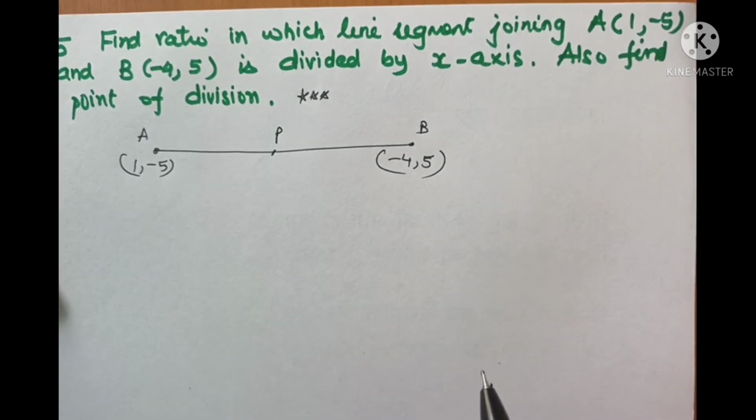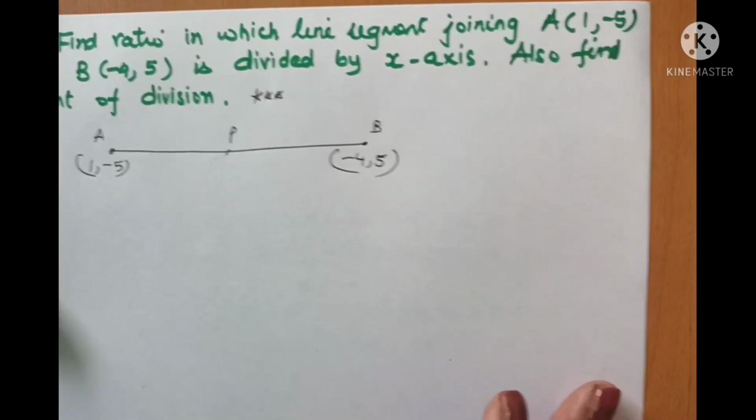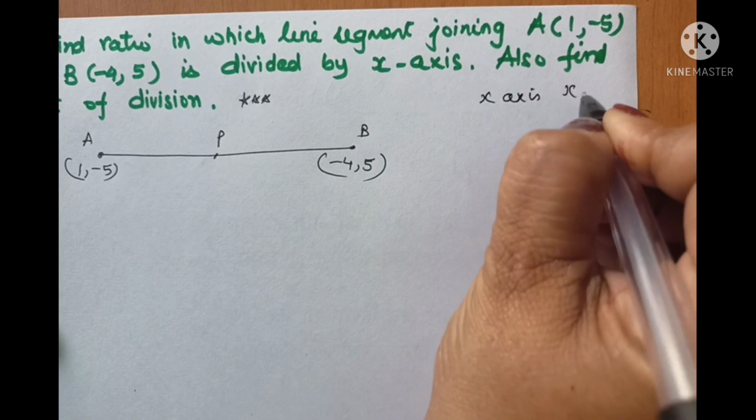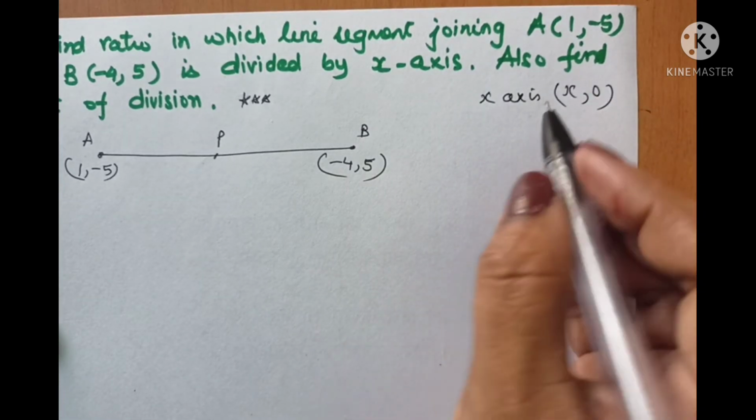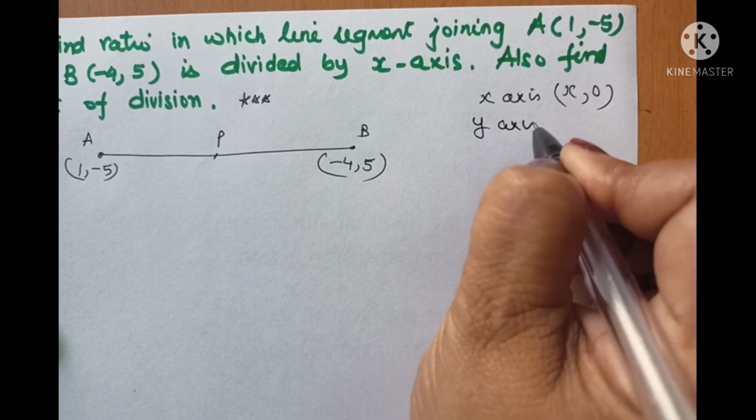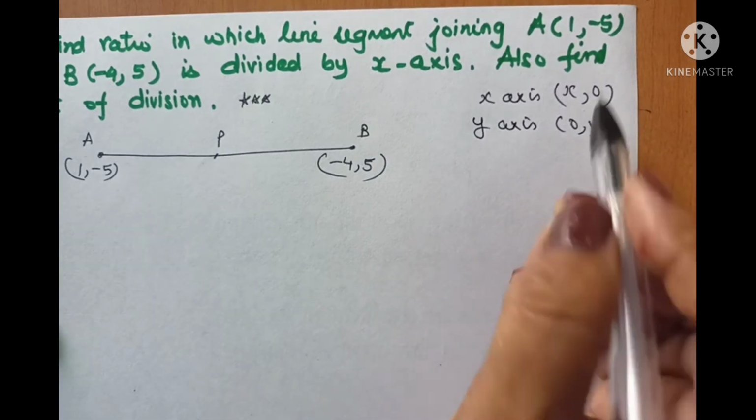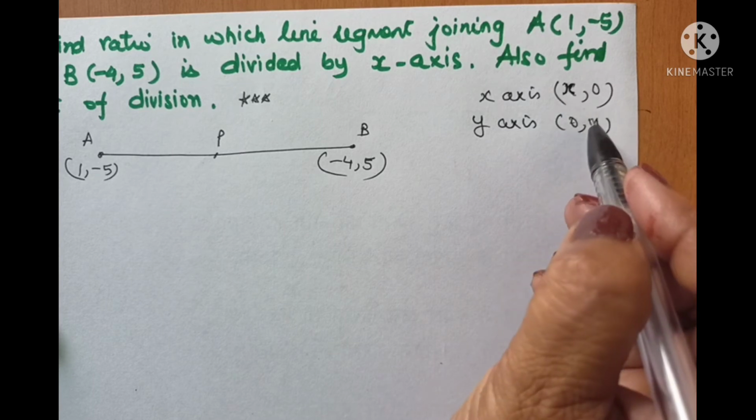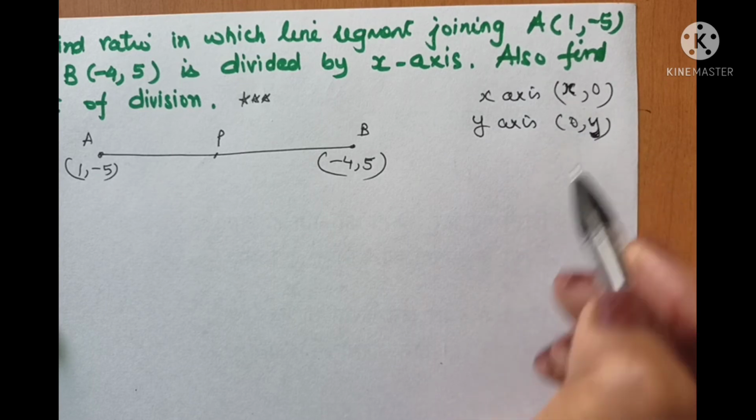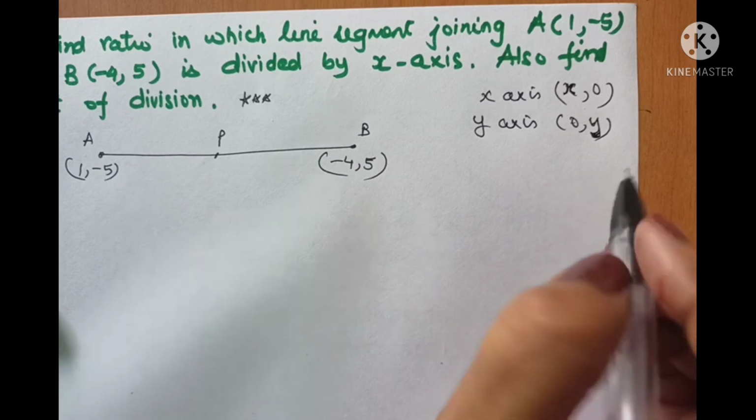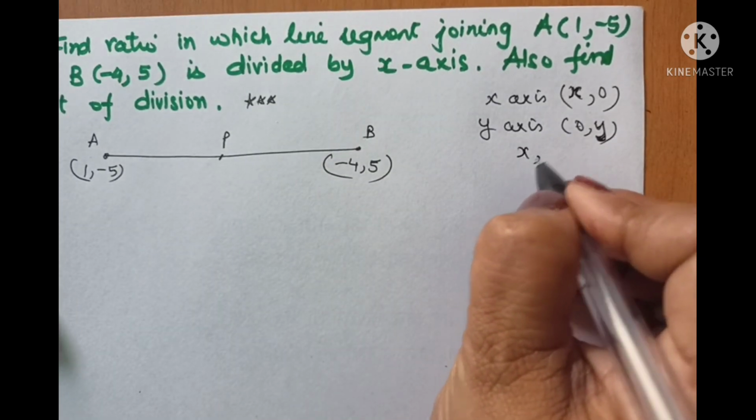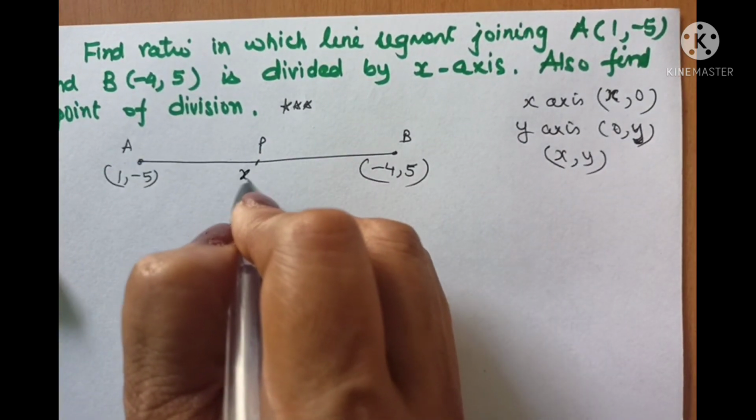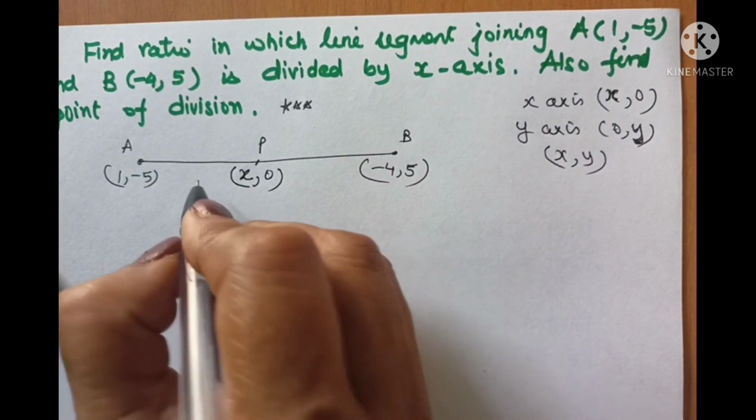Now again, as we did in exercise 7.1, just remember the basic rule. If the point is on the x-axis, we always let it as x comma 0. If the point is on the y-axis, we always let it as 0 comma y. Why? Because on the x-axis, the y coordinate is 0, and on the y-axis, the x coordinate is 0. And if it is not mentioned where it is lying, then you will let the point as x comma y if nothing is given. So here we shall let the point P as x comma 0, right?